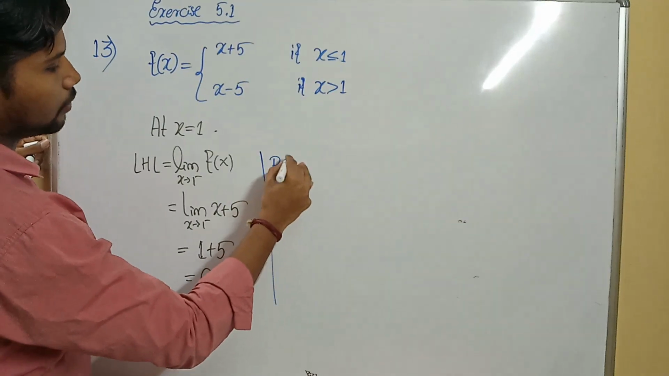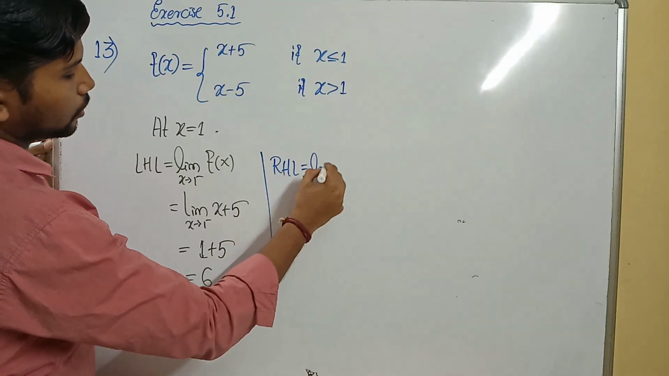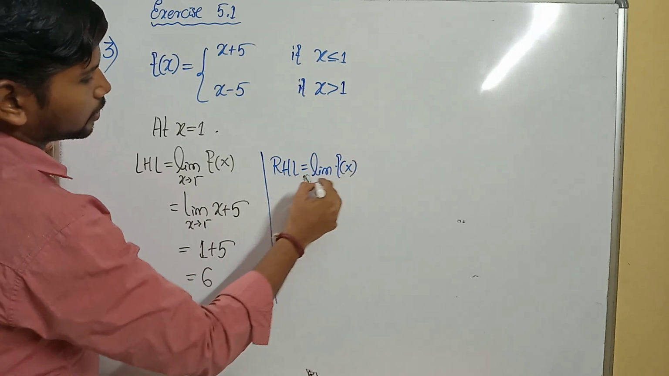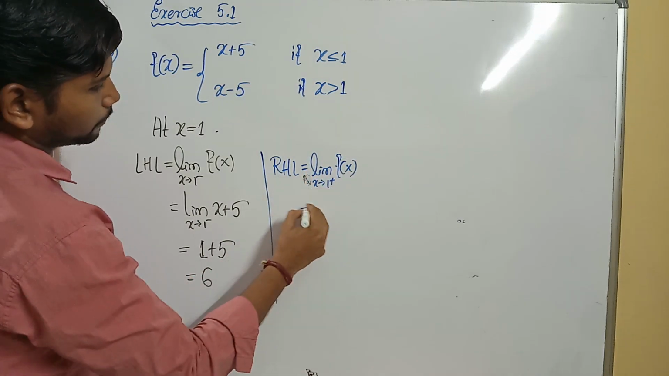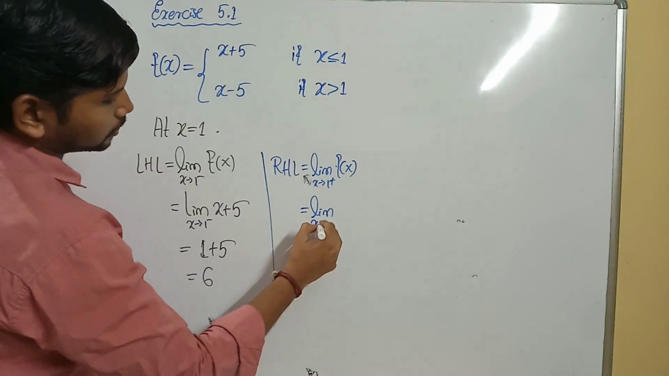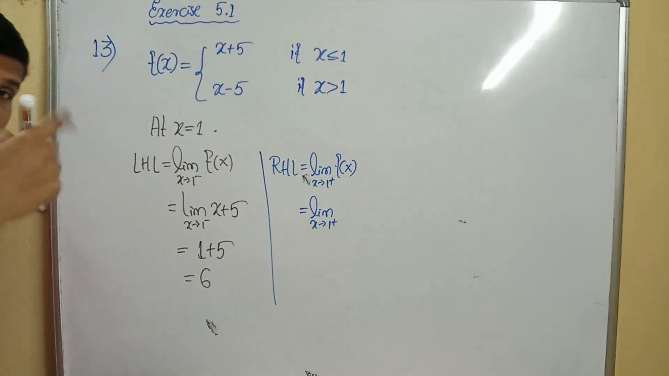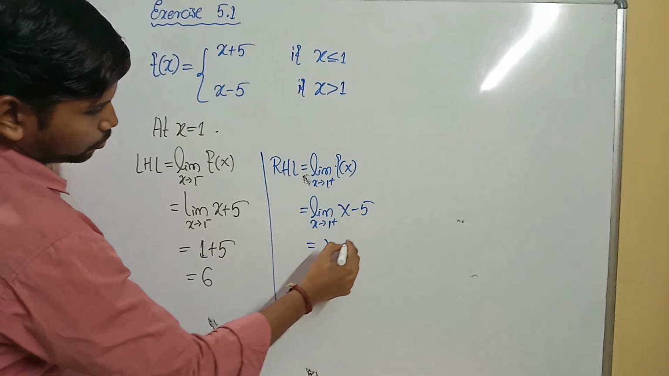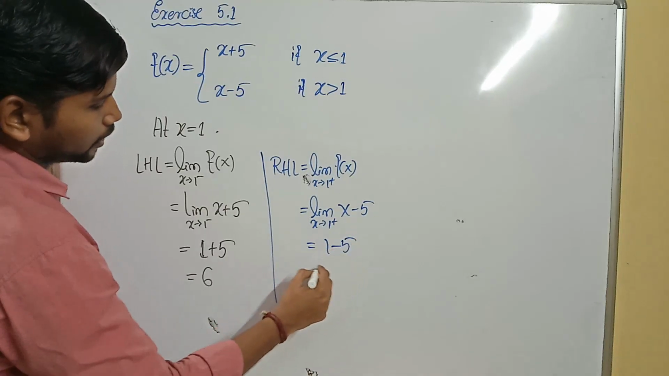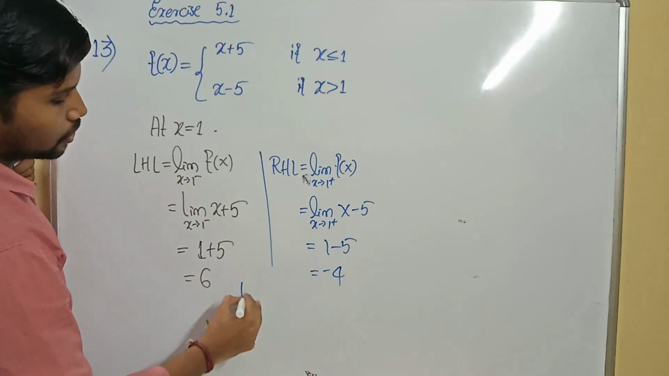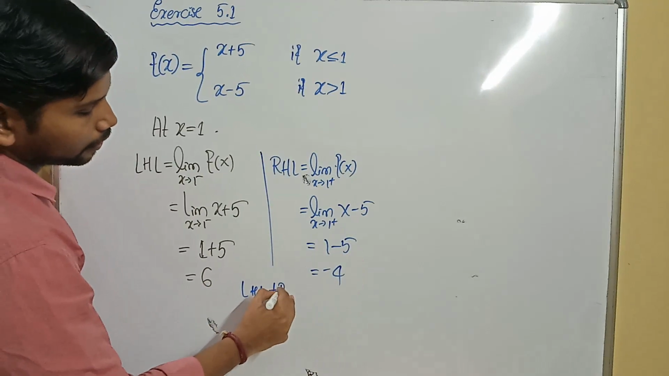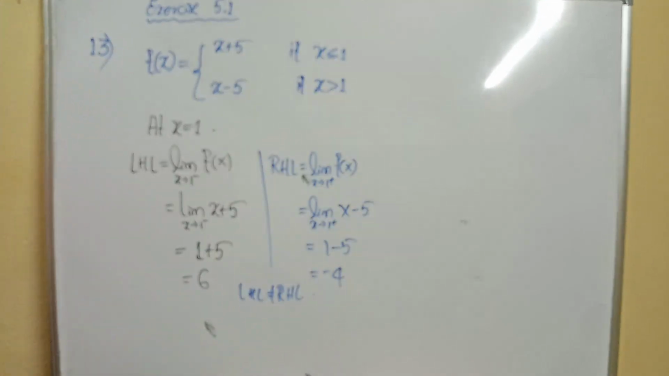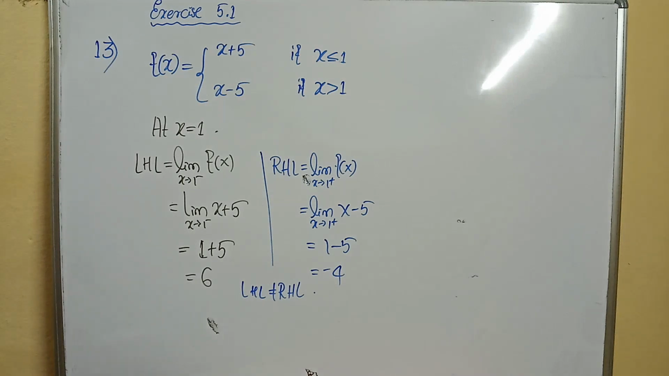The RHL value will be limit of f of x as x tends to 1 plus. What is 1 plus? Greater than 1. Greater than 1 is x minus 5. With x replaced by 1, it is 1 minus 5, which is minus 4. LHL is not equal to RHL. It means the given function is not continuous at x equal to 1.